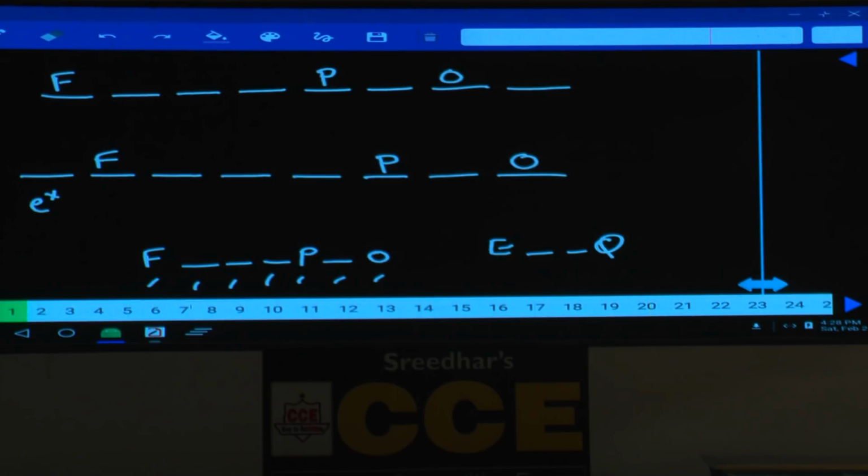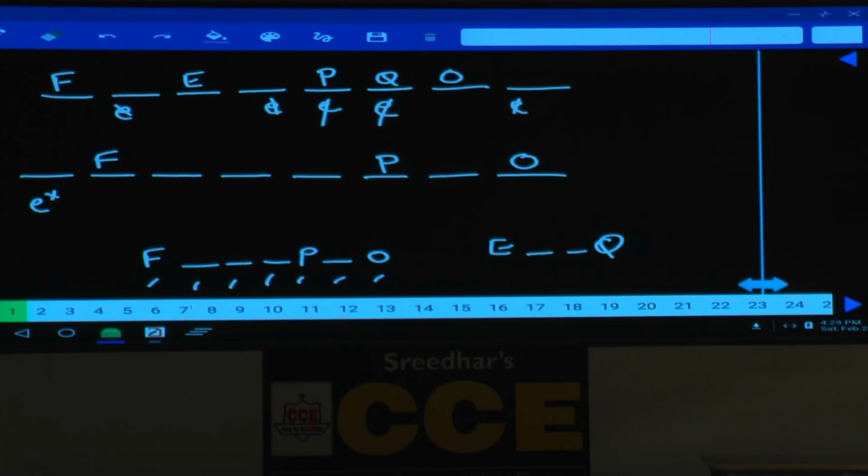Now E sits third to the left of Q. Tell me whether E can be at this place in the first case. E cannot be here, because if E is here, P and Q must be in the same place, which is not possible. Can E be at this place? If E is here, then O and Q must be in the same place, which is not possible. Hence E cannot be here as well. Then what is the only possibility left over here? E must be at this place. If E is here, then this Q is in between P and O.